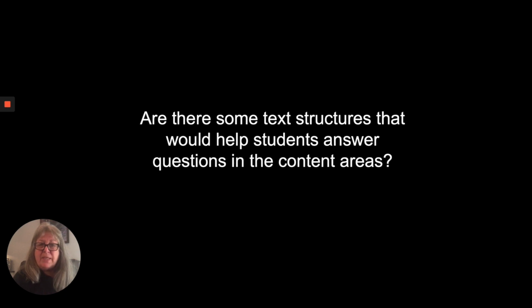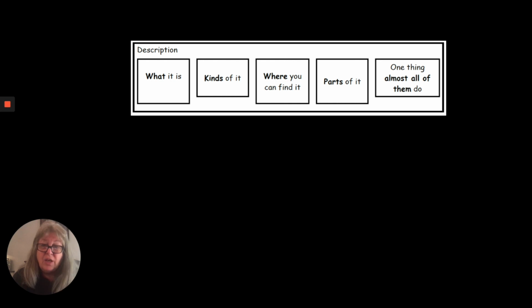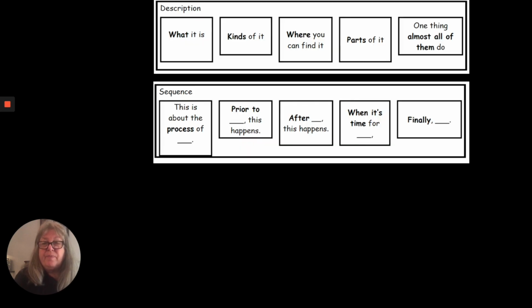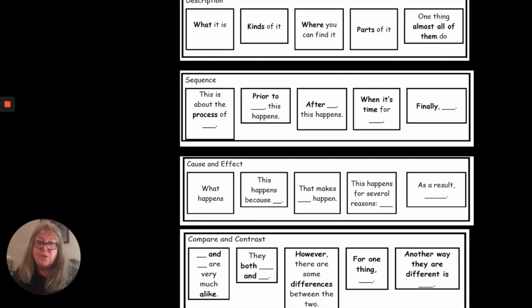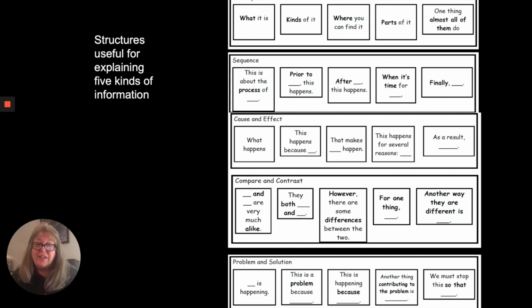Are there some text structures that could help students answer questions, for example, in the content areas? Maybe even something like a homework question where they're asked to explain their answers fully. Sure there are. These are the traditional questions that people get asked to write about at school. These are sometimes called the text structures. There are 5 text structures that people generally recognize, but we know there are hundreds and thousands of others. But these are typical structures.